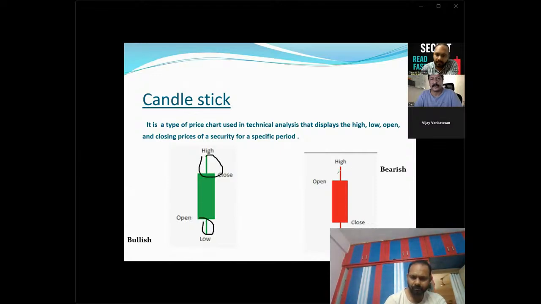Have four prices also. Open price, high price, and close price. Yeah. So, irrespective of shape and color of the candle, we will have four prices in each and every candle. Okay.